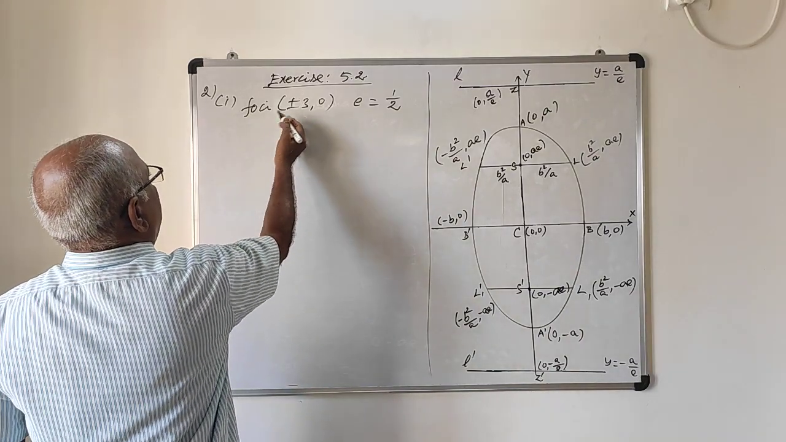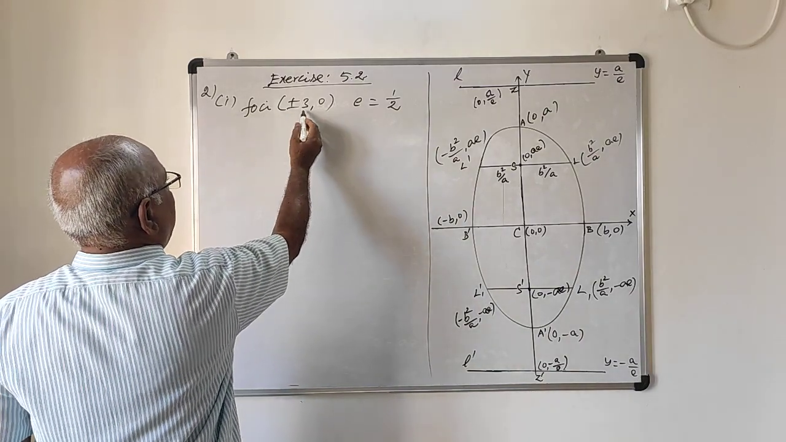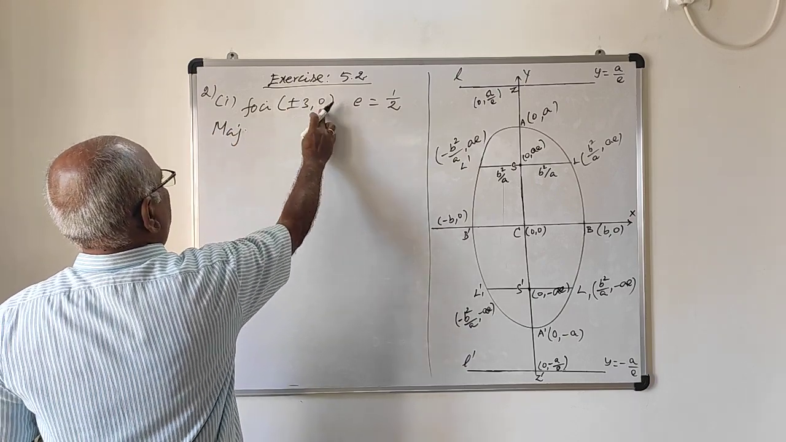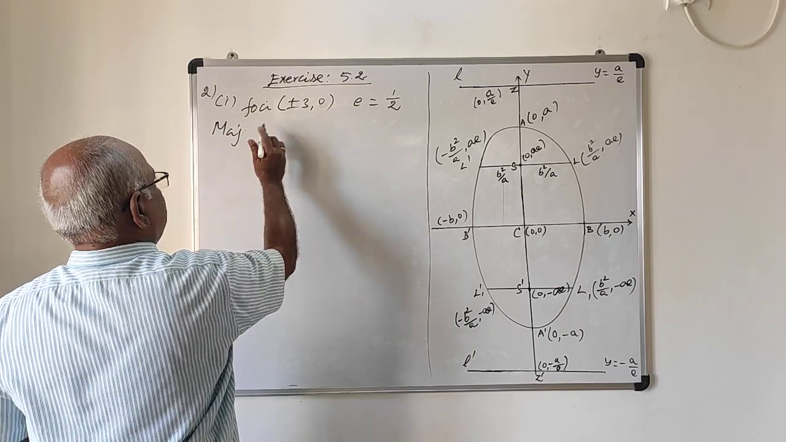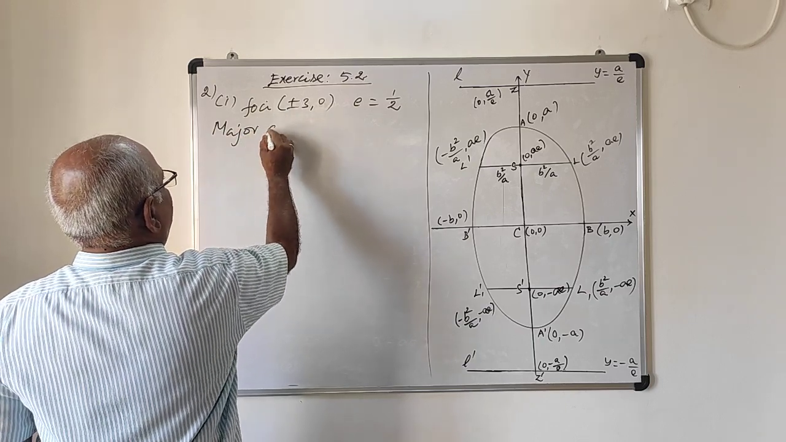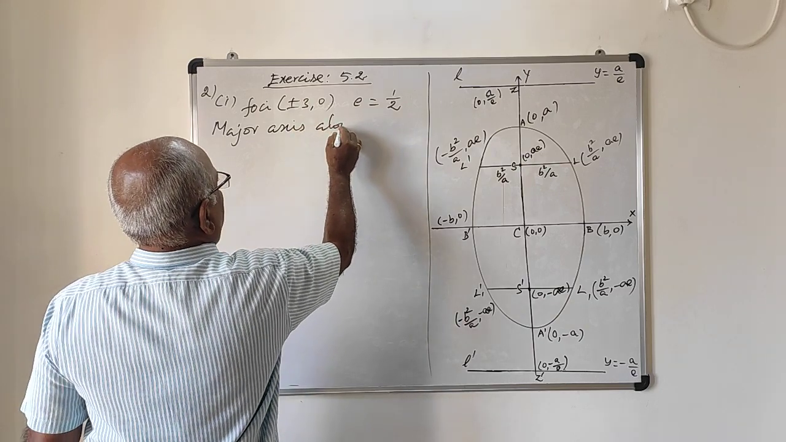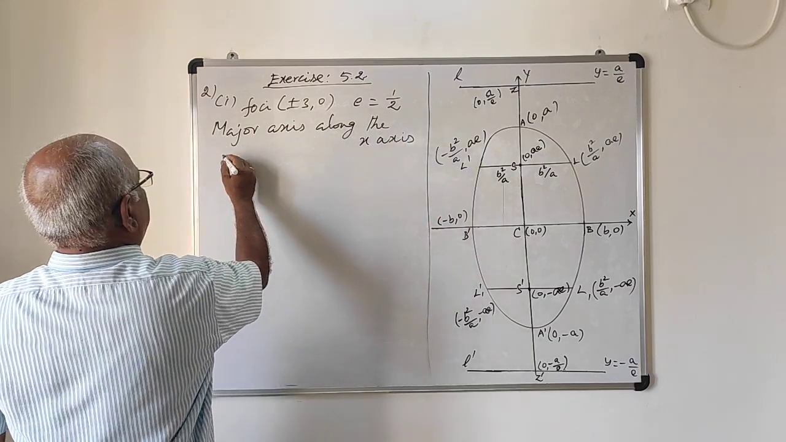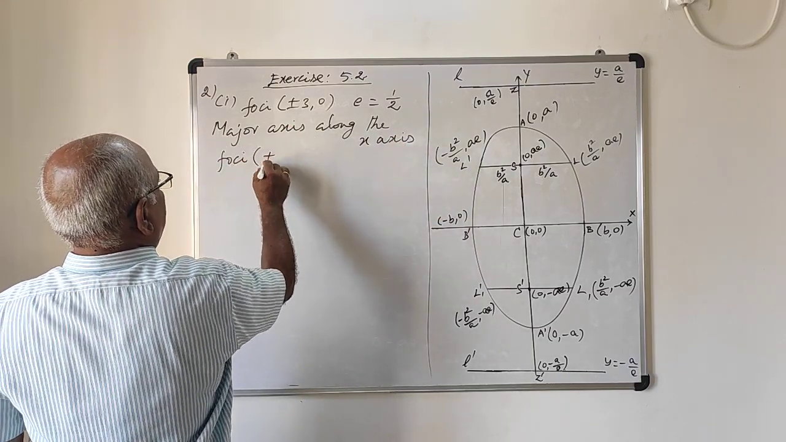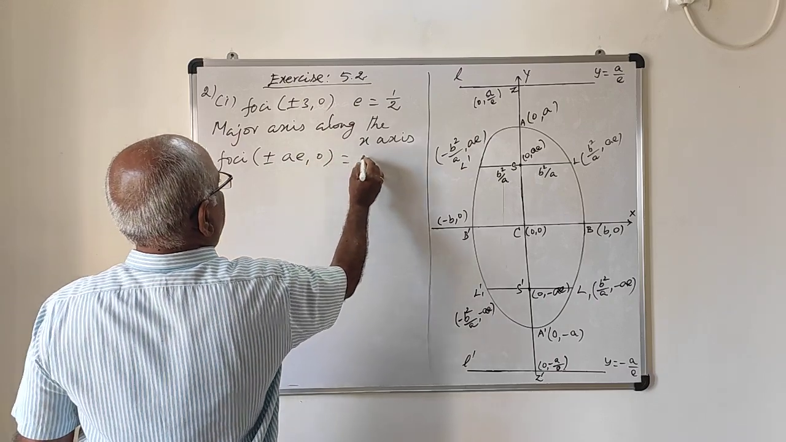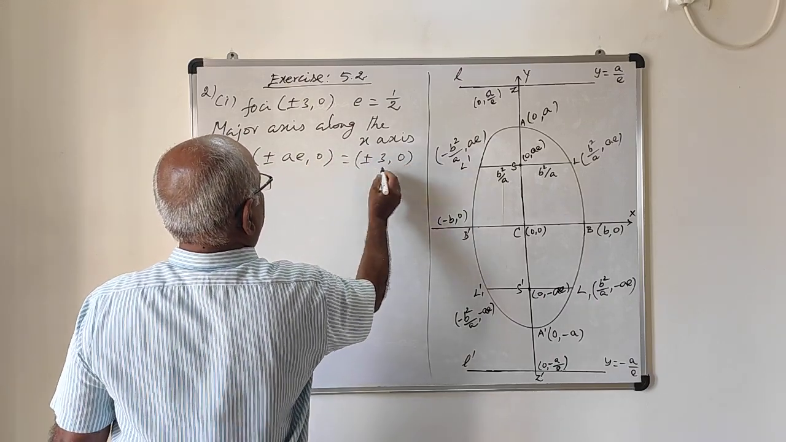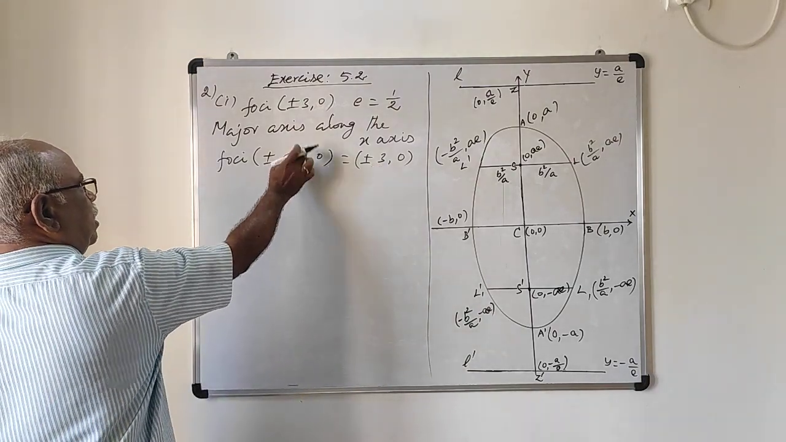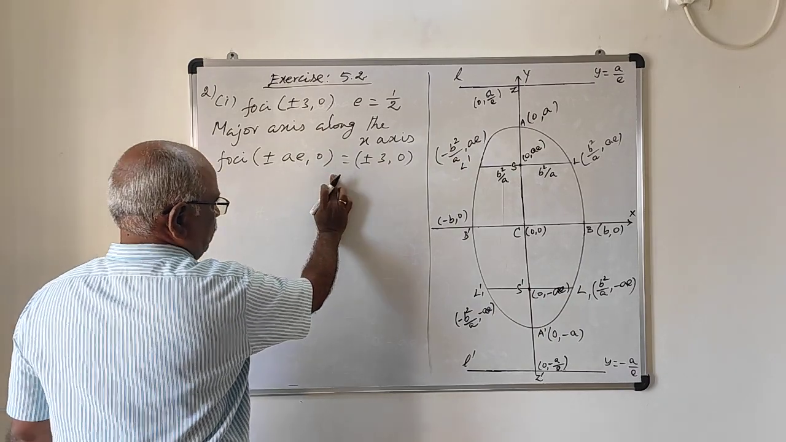Foci means... For this ellipse, the major axis is along the x-axis, because the y exponent is 0. Therefore the major axis is along the x-axis, and the foci are plus or minus AE, 0, which is equal to plus or minus 3, 0. Therefore, AE equal to 3. Foci, by definition, along the x-axis, are plus or minus AE, 0.